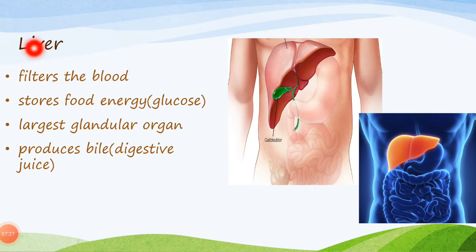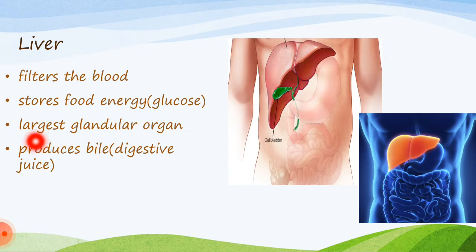So the first function of the liver is that it filters the blood, okay. It removes any harmful toxic substances from the blood and lets the remaining clean blood out of it. The second function of the liver is that it stores food energy. Now you know that all the food that we eat is not used at once for the production of energy. Some of the food is stored in our body. So the liver stores the food as glucose for later use, when we require energy and we have not eaten anything. That is when the liver releases energy from that stored food, okay.